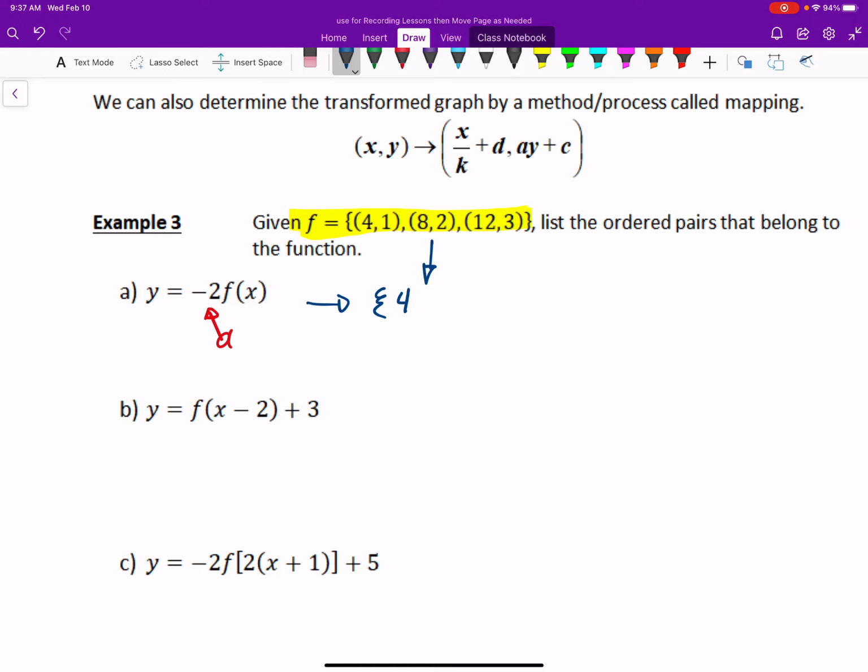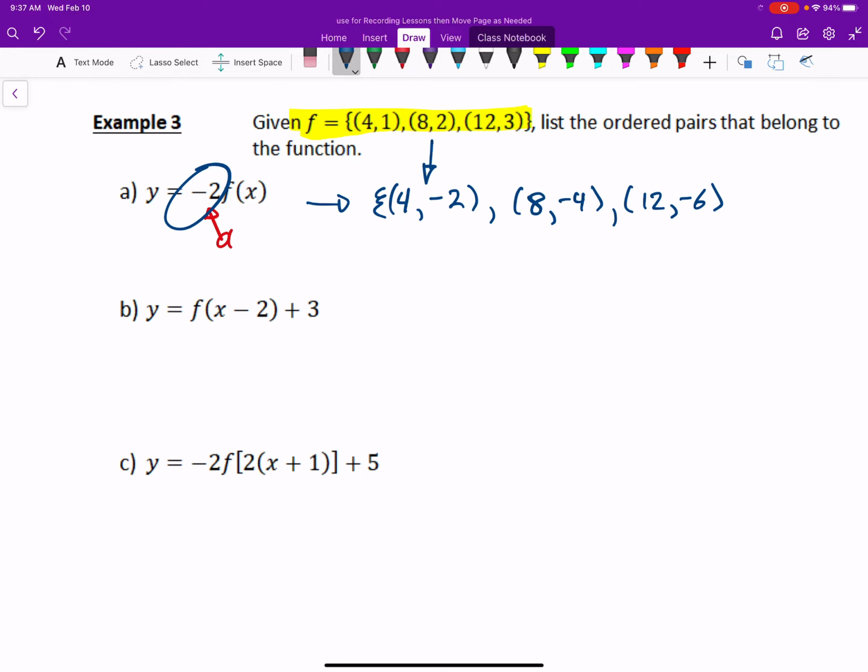So I have x value stays the same of 4, but 1 times -2 becomes -2. For the next one, the x-coordinate stays the same at 8, but 2 times -2 becomes -4. And then for the last one, 12 stays the same because that's my x value, but 3 times -2 becomes -6. So all my y values were reflected in the x-axis by multiplying by the negative, and they were stretched out twice as wide.